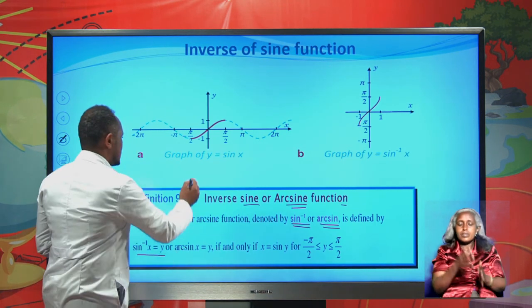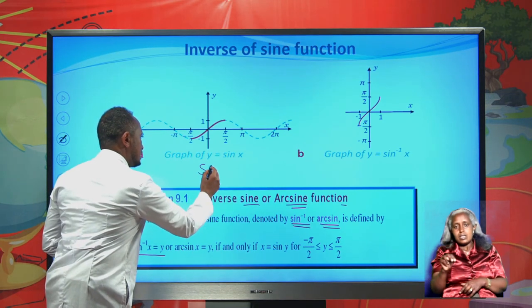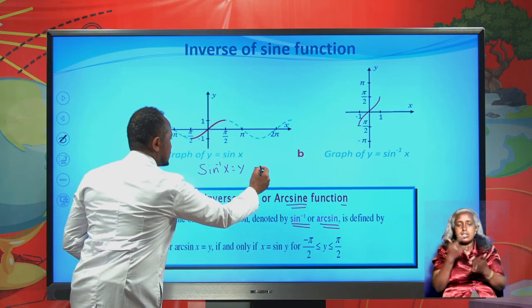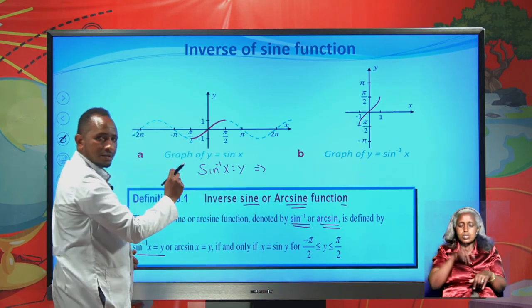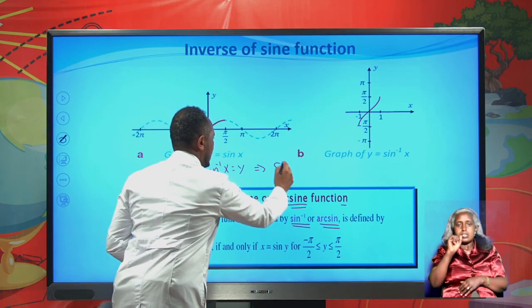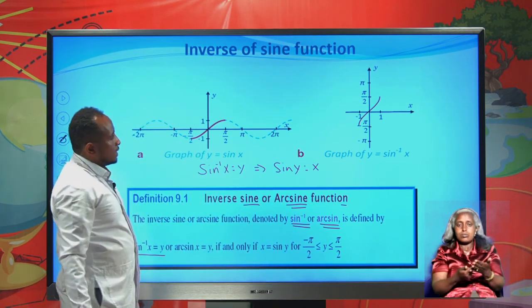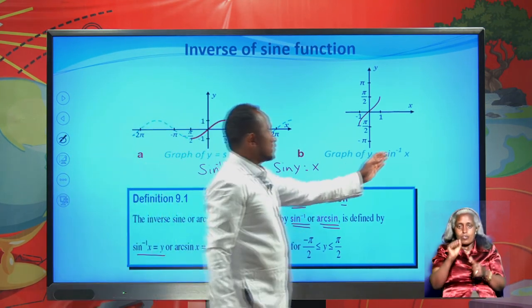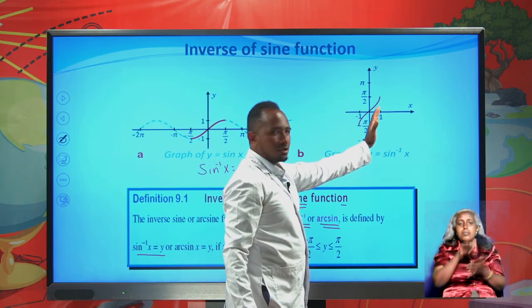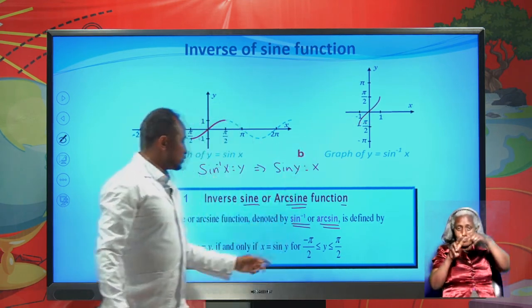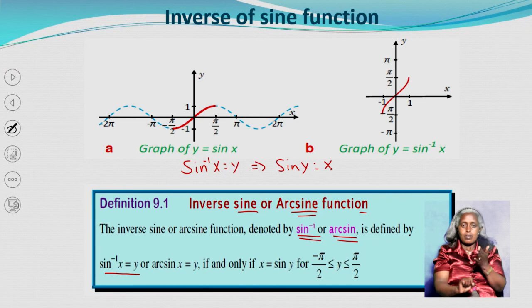If sine inverse of x is equal to y, this implies that sine y always gives you x. In addition, the domain of sine inverse of x, as you can see here, is between negative 1 and 1. And its range is from negative pi over 2 up to pi over 2.